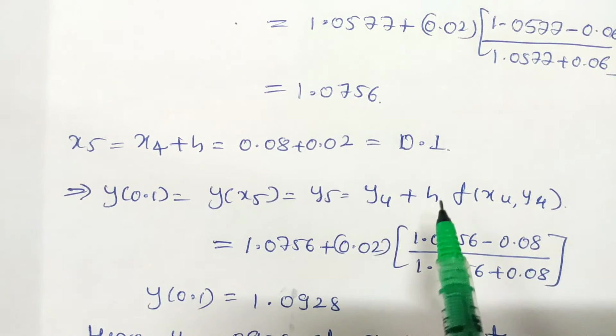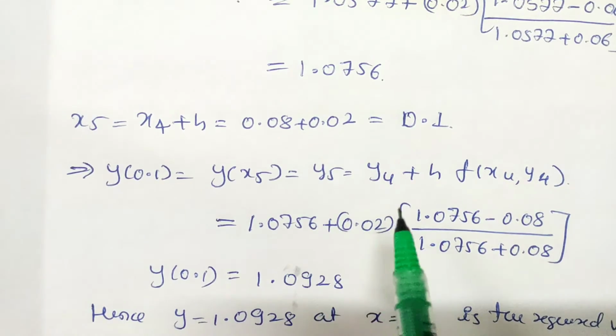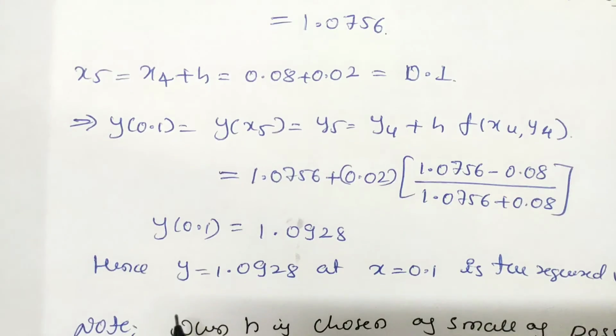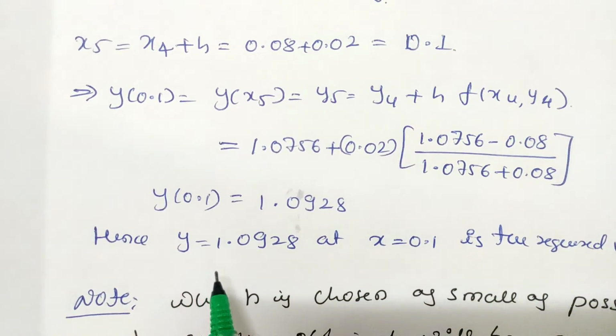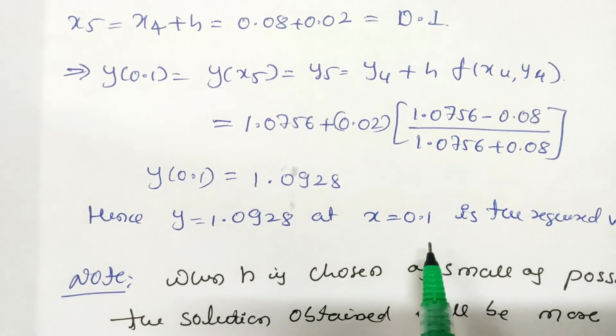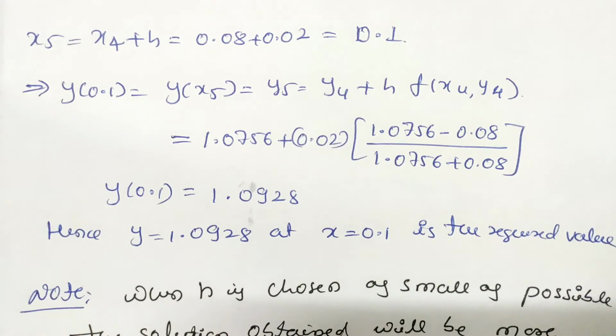Substitute all the values. Again here you have to apply the definition. It is y4 minus x4 divided by y4 plus x4. And you simplify this, you will get 1.0928. So hence we have here y is equal to 1.0928 at x equal to 0.1, and it is the required value of y for the given initial condition for the given differential equation dy by dx is equal to y minus x divided by y plus x.